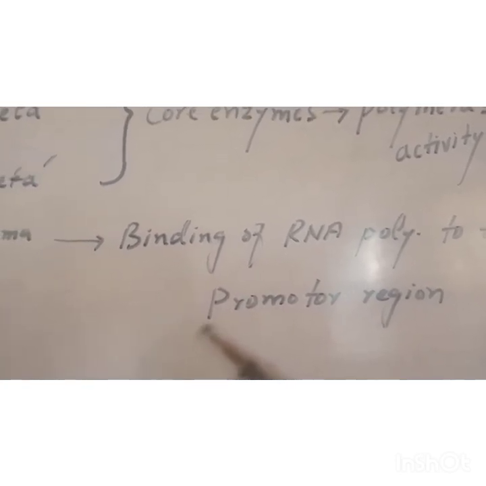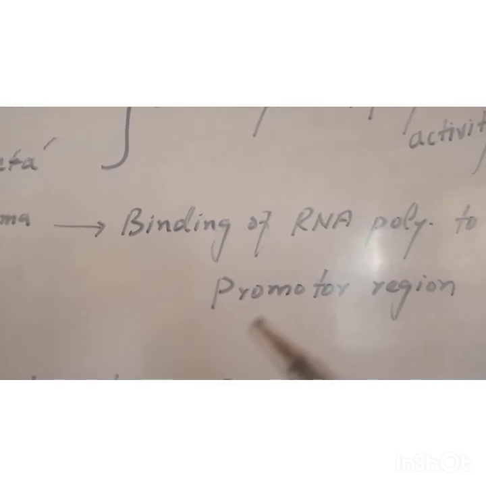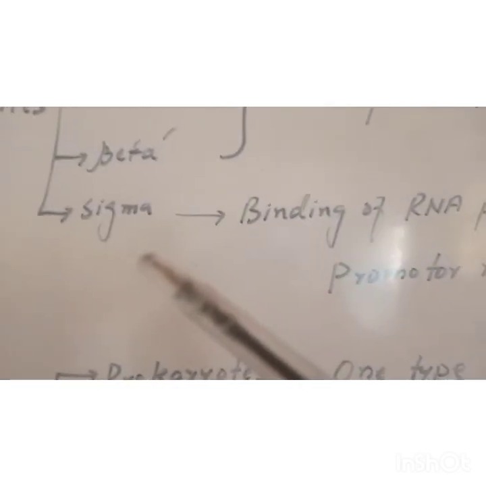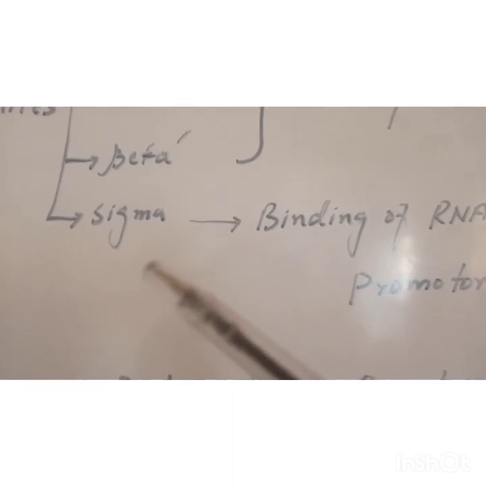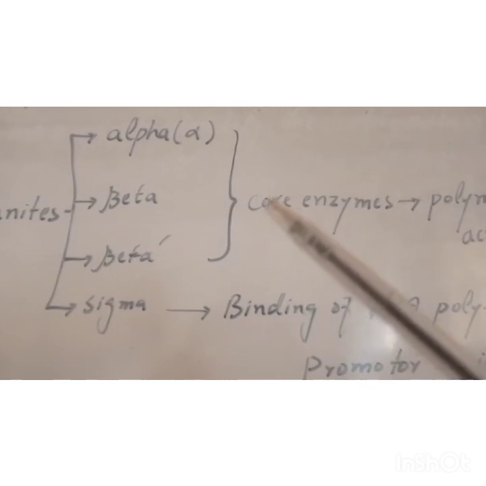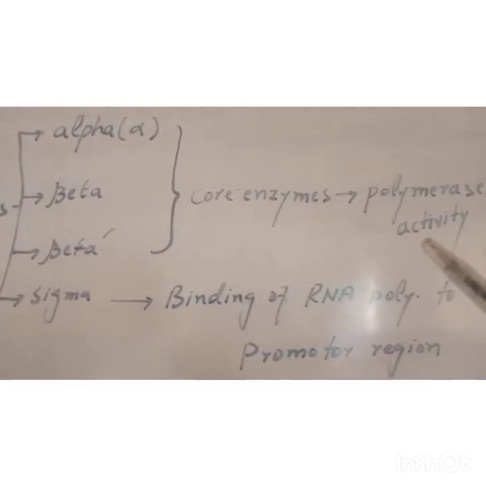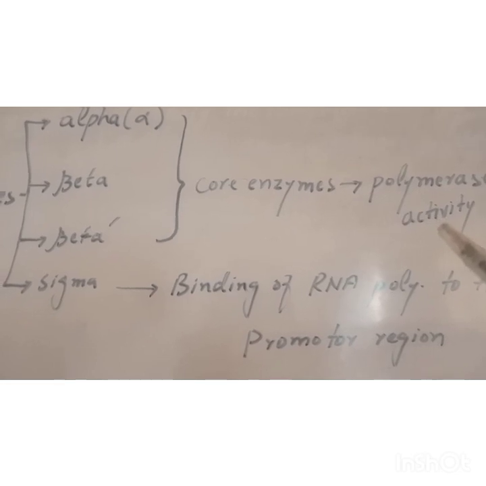During the initiation phase, the RNA polymerase binds with the promoter region through the sigma subunit of the RNA polymerase, while the other 3, known as the core enzyme, help in the polymerization process.